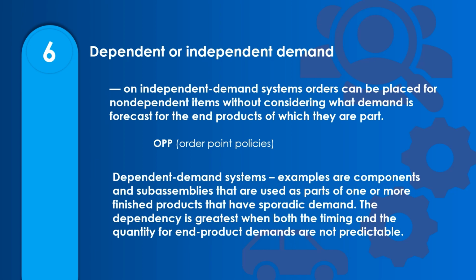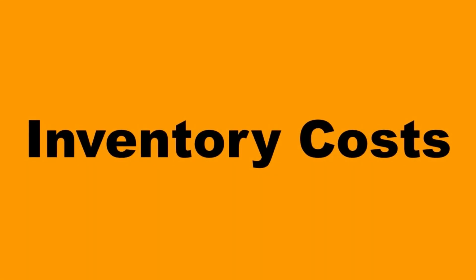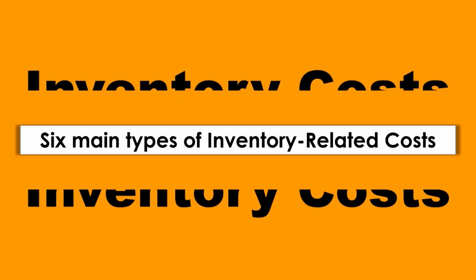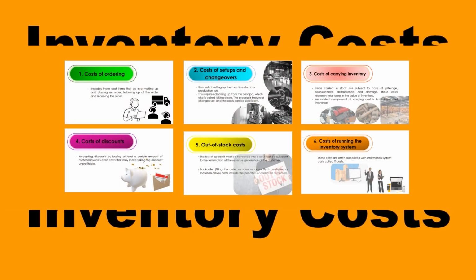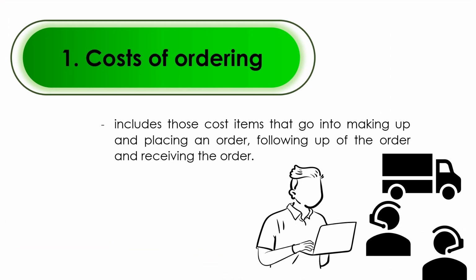Now, we will discuss all costs relevant to inventory models. So we have here six main types of inventory related costs. First we have the costs of ordering. This includes those cost items that go into making up and placing an order, following up the order and receiving the order. So these are costs that we have spent for paperwork and other communication expenses.